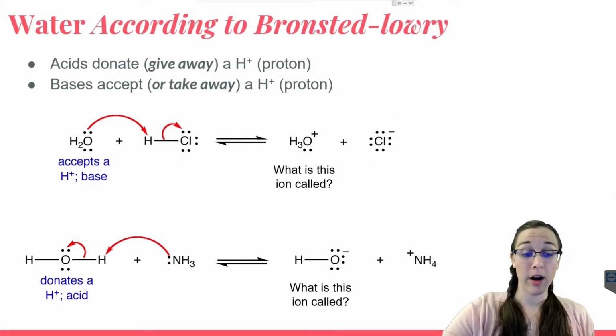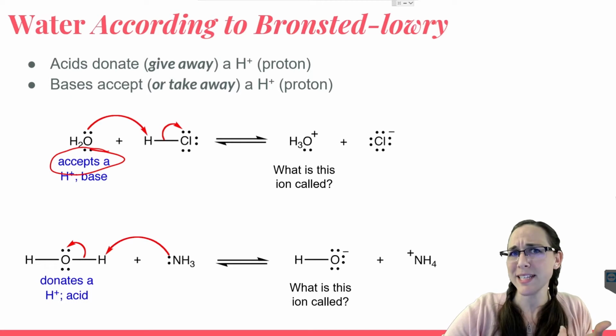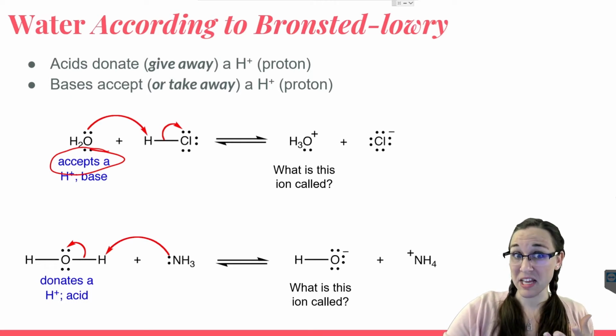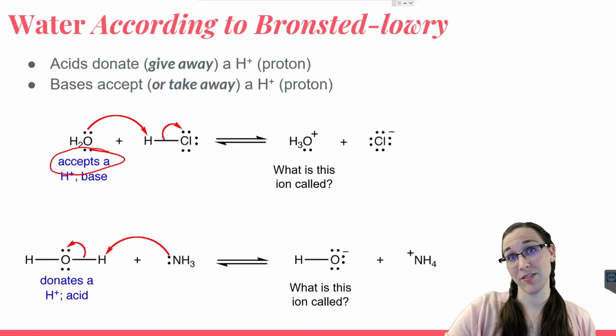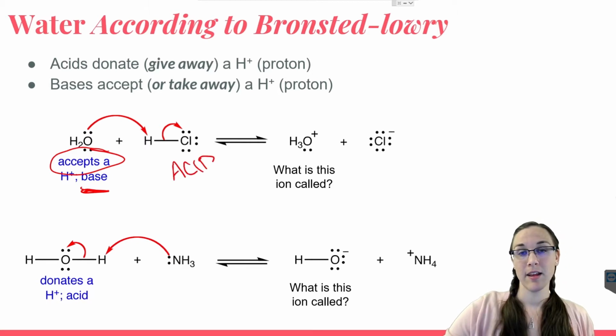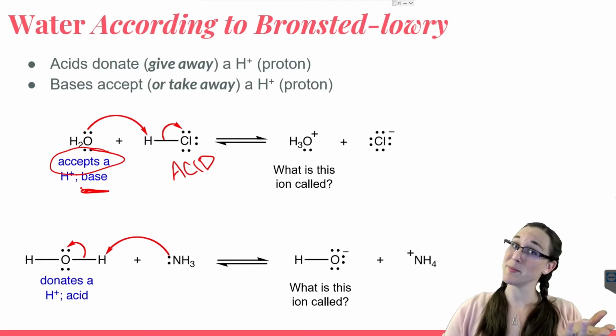Since the water is a bully in this scenario, and it takes an H or accepts an H, depending on how you want to think about that, I like to think of it as being a bully and stealing. So it's stealing the H off of HCl. It's acting as a base in that scenario. That means that the HCl must be the acid. They're always going to come in pairs. Where there's a base, there's an acid, and where there's an acid, there's a base.